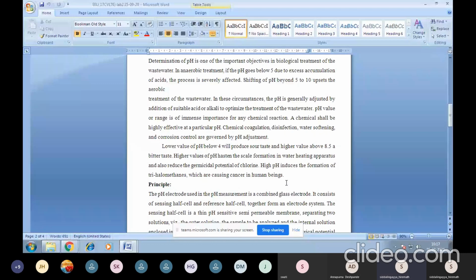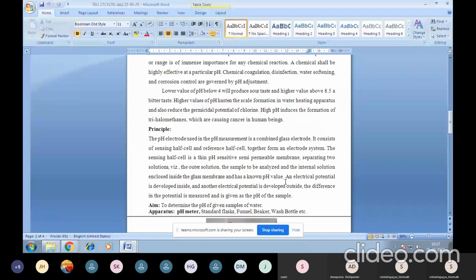The values of pH less than 7 are termed as acidic, and above 7 up to 14 are termed as basic, and when the ions are equal, it is neutral.